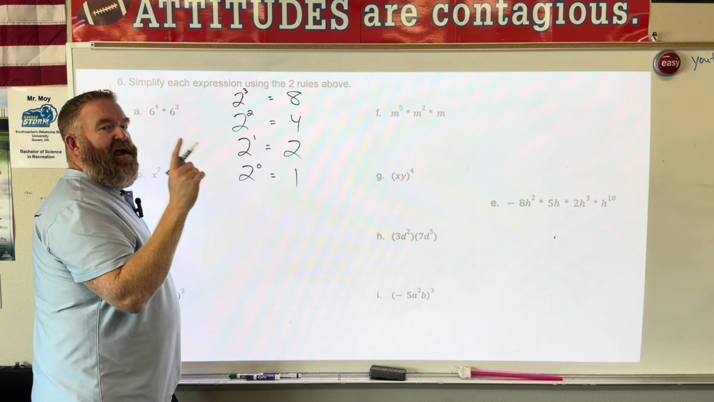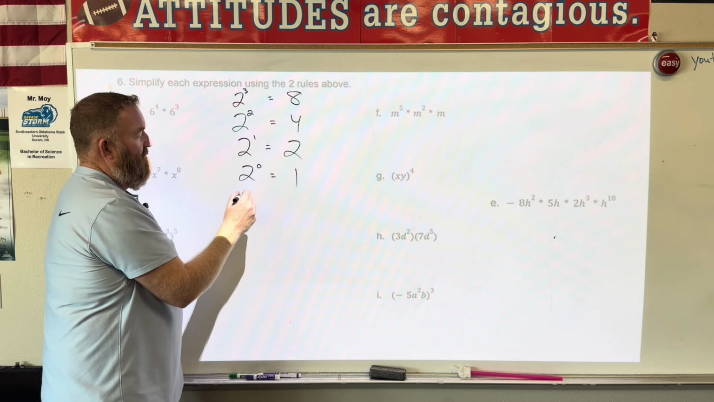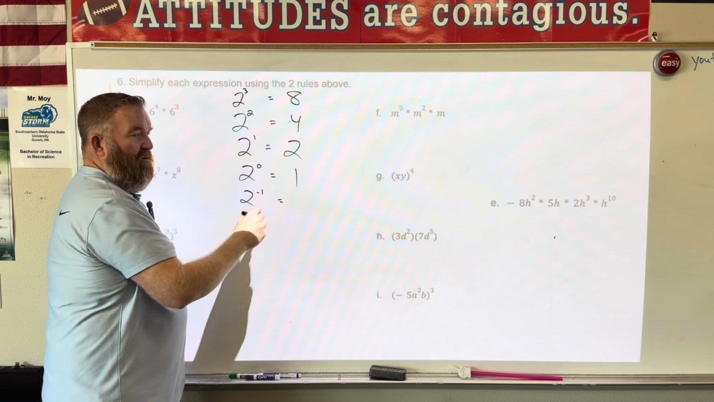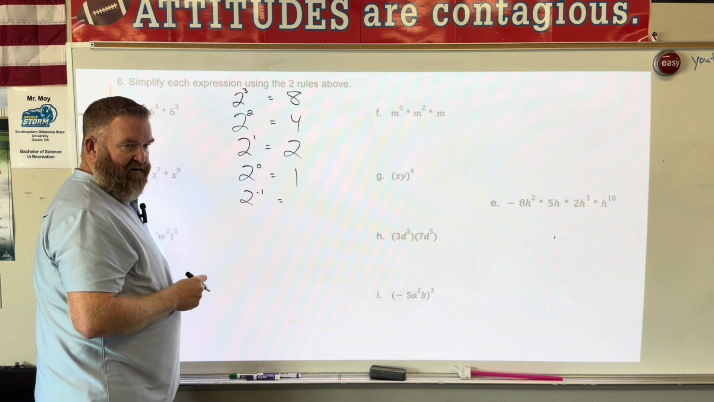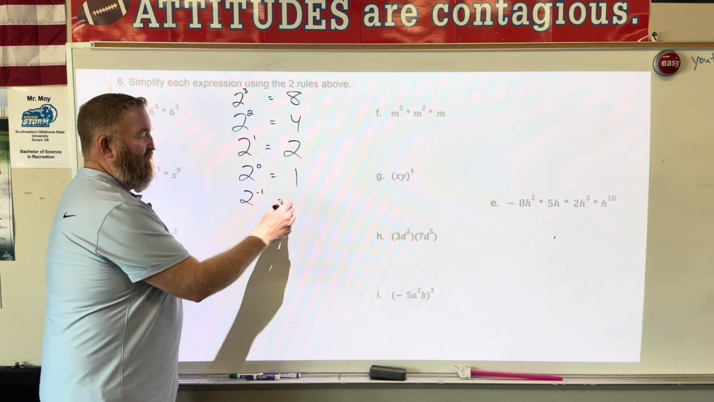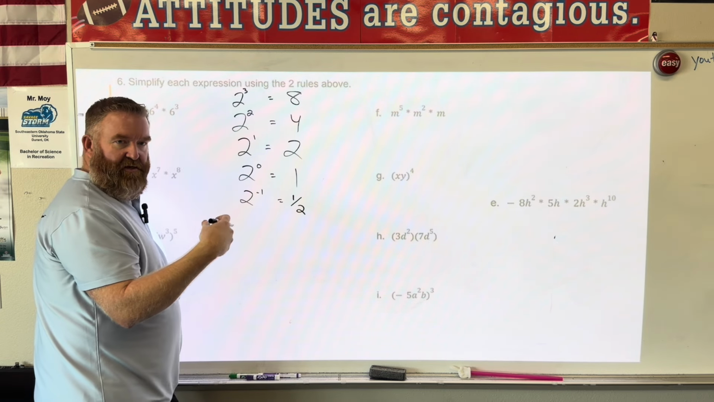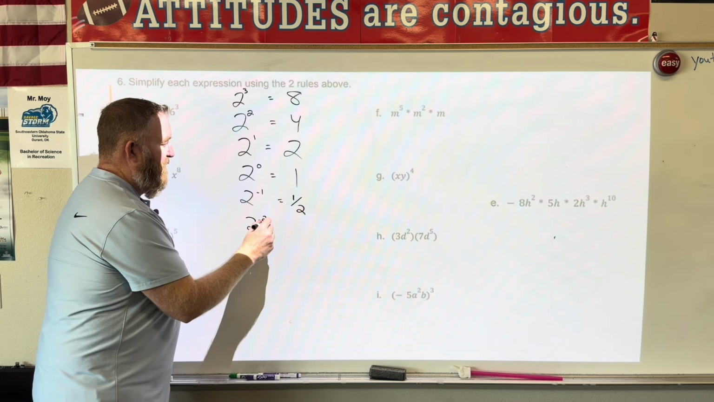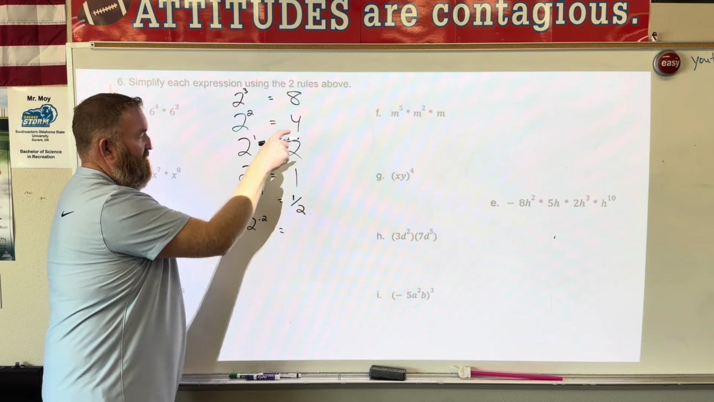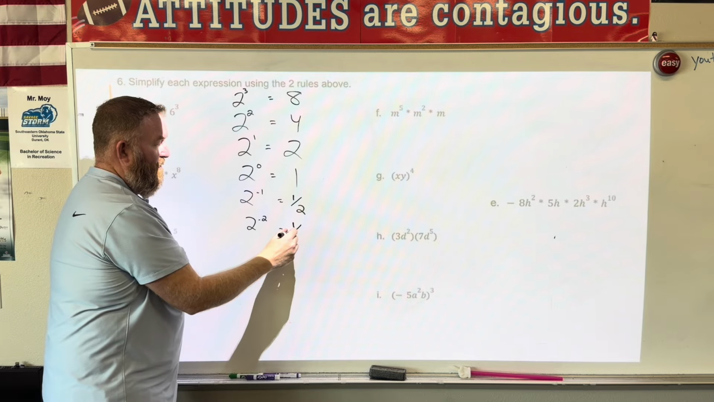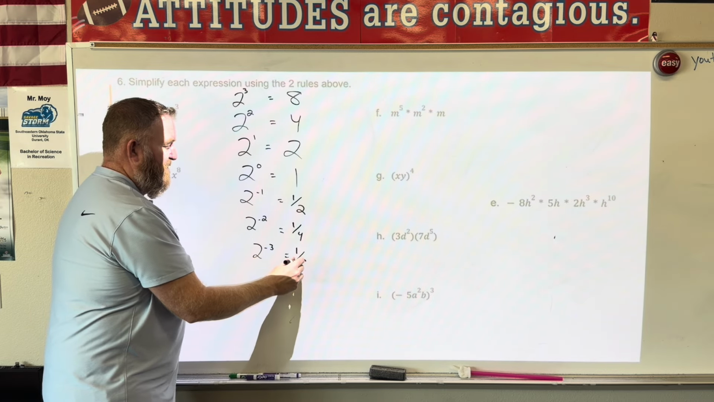Now, let's go backwards. Look at my exponents. 3, 2, 1, 0. What's the next one down? -1. Now, if you put 2 to the negative first power in your calculator, it's going to say 0.5. As a fraction, it's 1/2. We'll get to negative exponents eventually. 2 to the negative second power is basically the same thing, just flipped over. You see that? 2, 1/2. What's negative second power would be 1 what? 1/4. What would 2 to the negative third power be? 1/8.